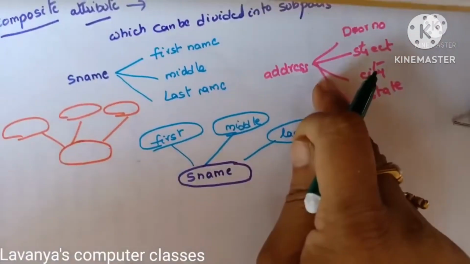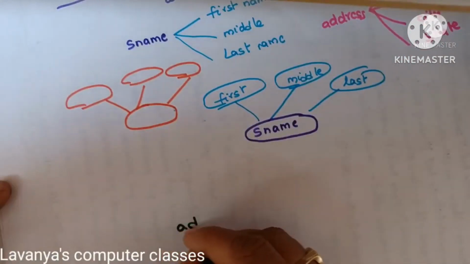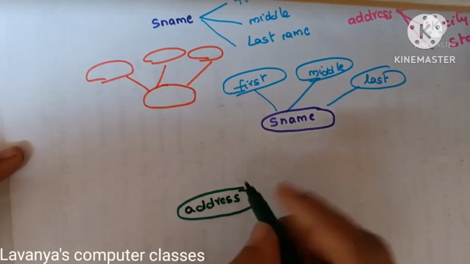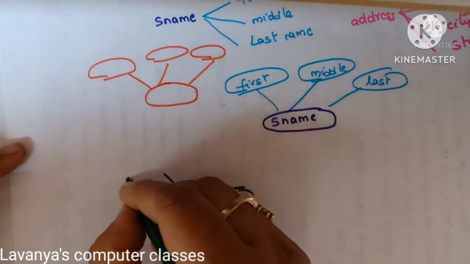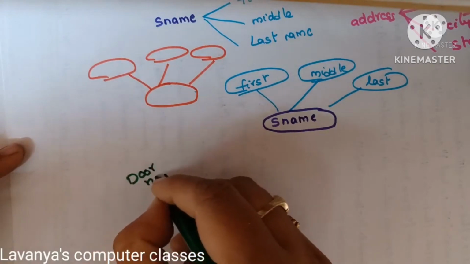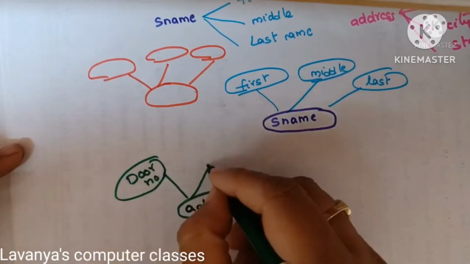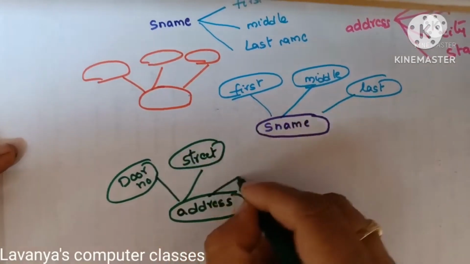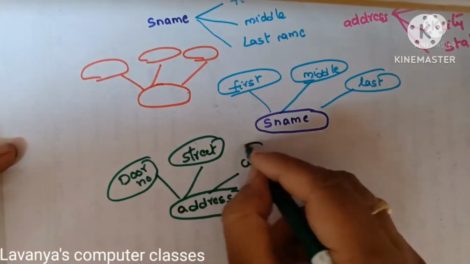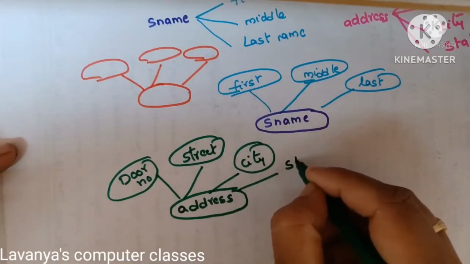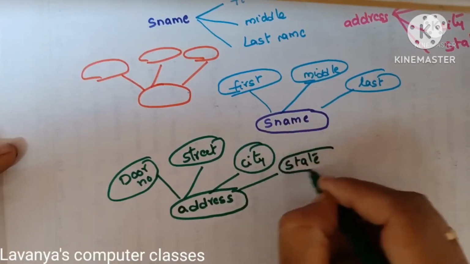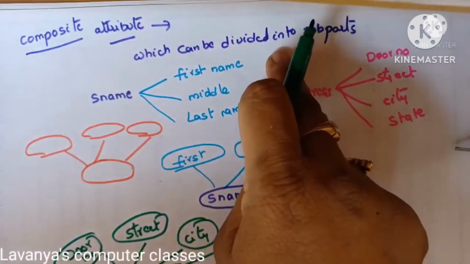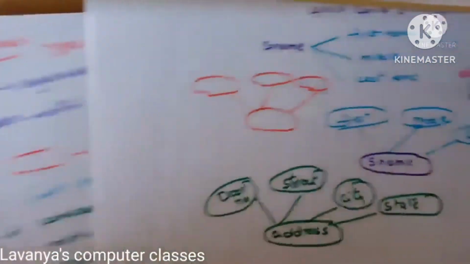Similarly, I draw address also. Address is an attribute, kept in an ellipse, but it is not a simple one, it is a composite attribute. So what are the parts? Door number is one part, street is another part, city is another part. All parts are kept above that attribute. This is called a composite attribute. Any attribute that is possible to divide into subparts.